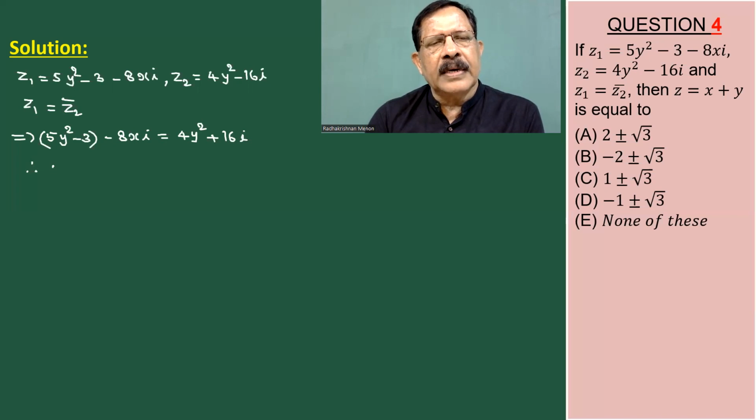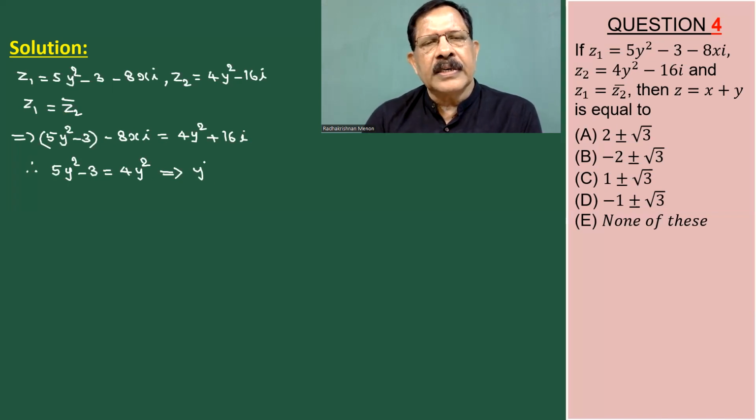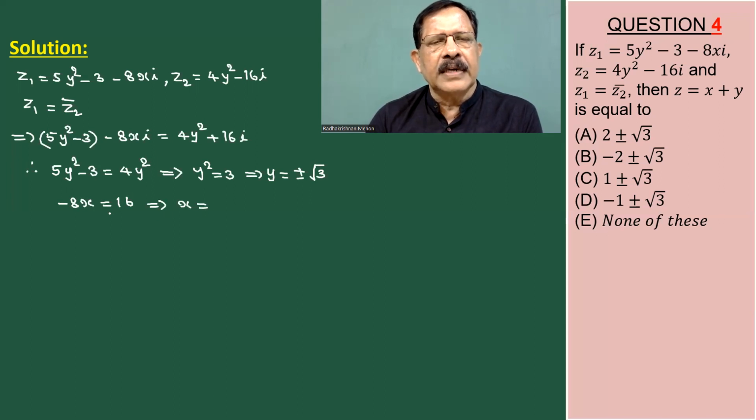Corresponding real part and imaginary part you equate. 5y squared minus 3 is equal to 4y squared. So when you simplify, you will be getting y squared equal to 3. So y equal to plus or minus root 3. Okay, fine. Now, when you equate the imaginary parts, minus 8x is equal to 16. So we are getting x is equal to 16 by minus 8, which is minus 2.